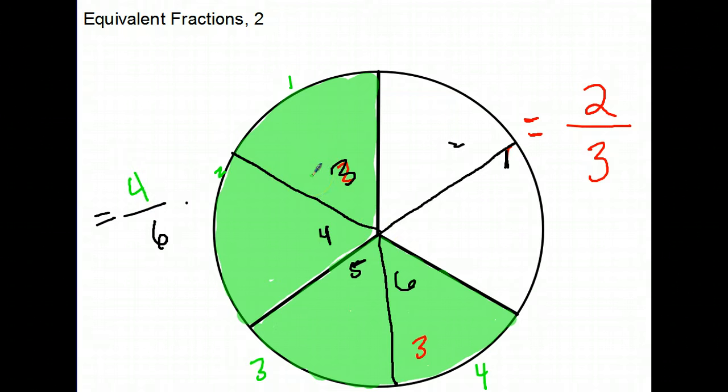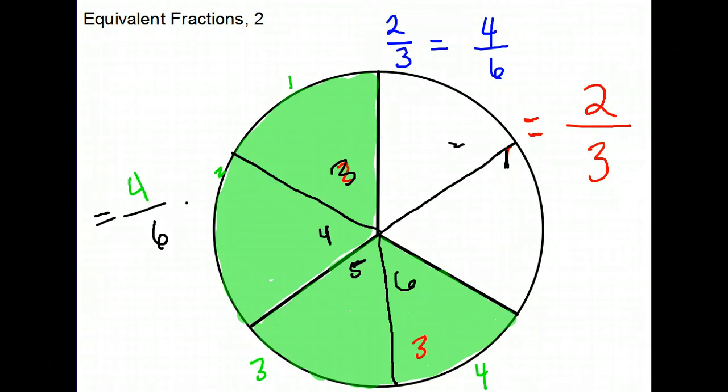That's the same as saying 2 out of 3 pieces are shaded. Those are equivalent fractions. So I can say, based on that information, that 2 out of 3 is the same as 4 out of 6. They occupy the same space on my number line. Now here's where it gets really interesting again.